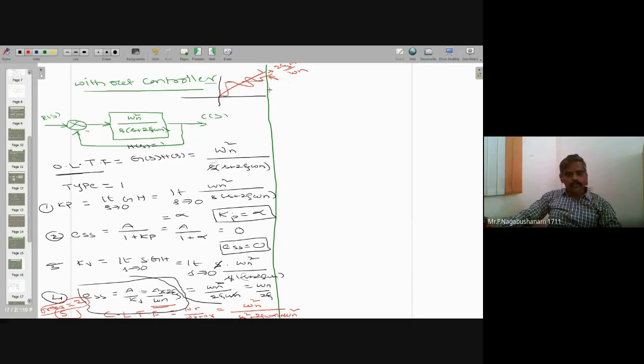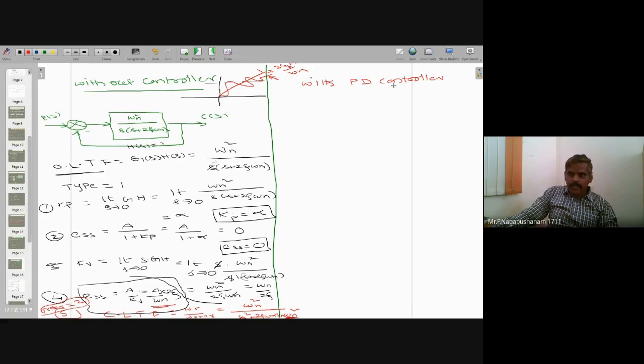Now I'm going to put one controller in this forward path. If you put a PD controller in this forward path, what elements are going to change? Change means comparing: the type number is going to change, or the error is going to change, or the order is going to change, or the natural frequency omega n is going to change. I will check one by one. Yes, I'm going to use a second order system with a PD controller.